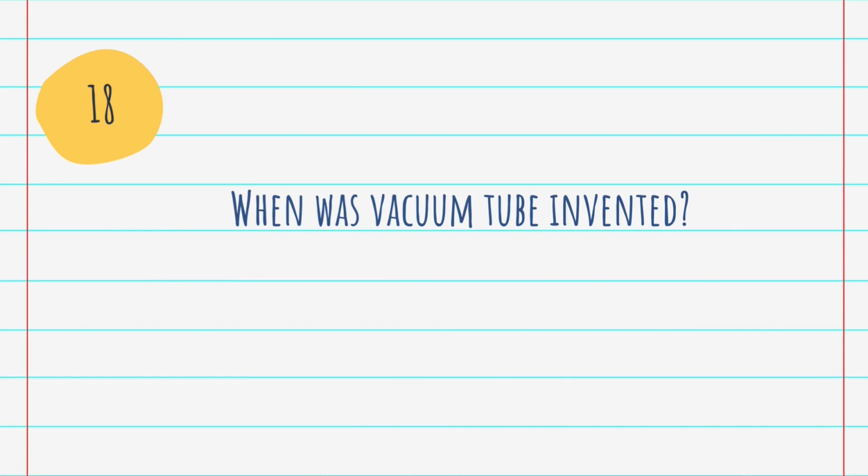Question number 18. When was vacuum tube invented? Answer is in the year of 1906. A vacuum tube, also called an electron tube, is a sealed glass or metal ceramic enclosure used in electronic circuitry to control the flow of electrons between the metal electrodes sealed inside the tubes. And at the end of 1906, British engineer John Ambrose Fleming invents and patents the thermionic valve, the first vacuum tube. With this advance, the age of modern wireless electronics is born.